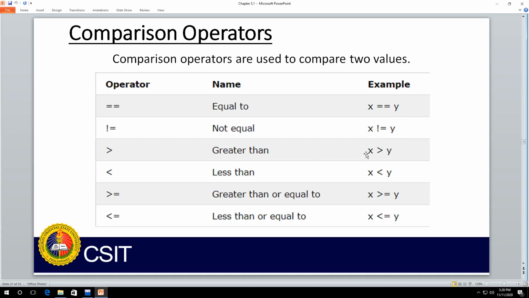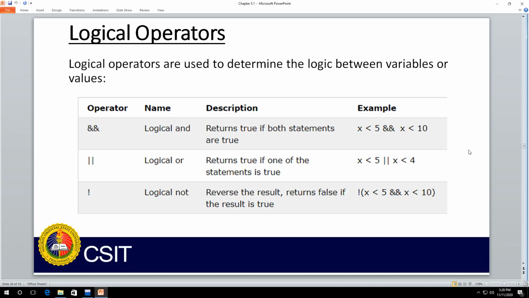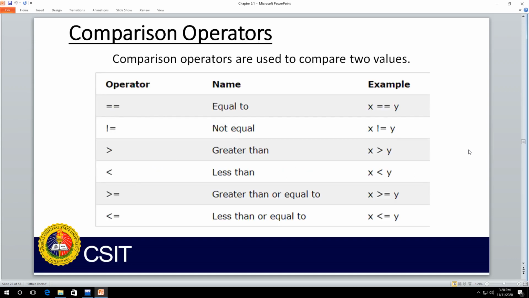So you have greater than. Is x greater than y? Less than. Is x less than y? This one is x greater than or equal to y. This one is x less than or equal to y. So this is your comparison operator. So that's your comparison operator.